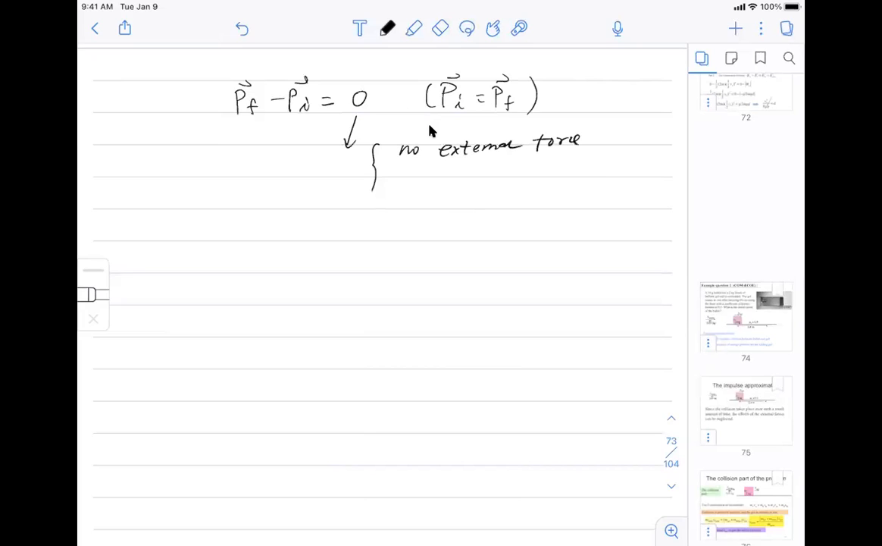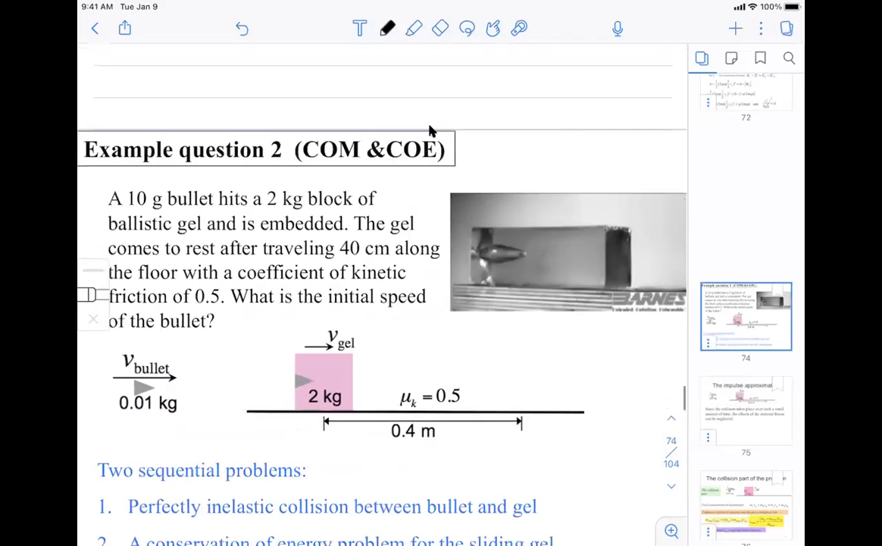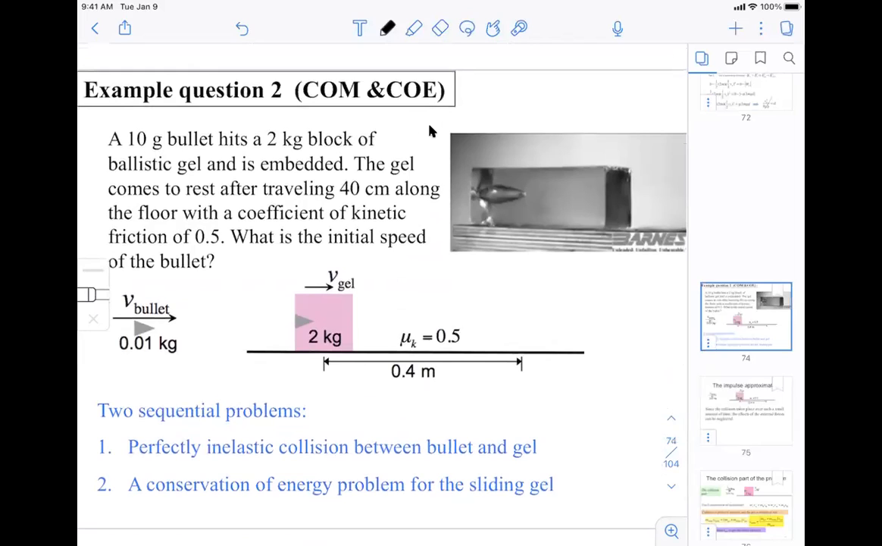Sometimes we can make this momentum transfer be zero, even if there is external force. We can still make the transfer go to zero when time is small, when t is really small. So when F dt, when t is really small, is approximately zero, we can still use zero on the right-hand side. So that is called the impulse approximation. For example, let's look at another question, an example where we can use impulse approximation.